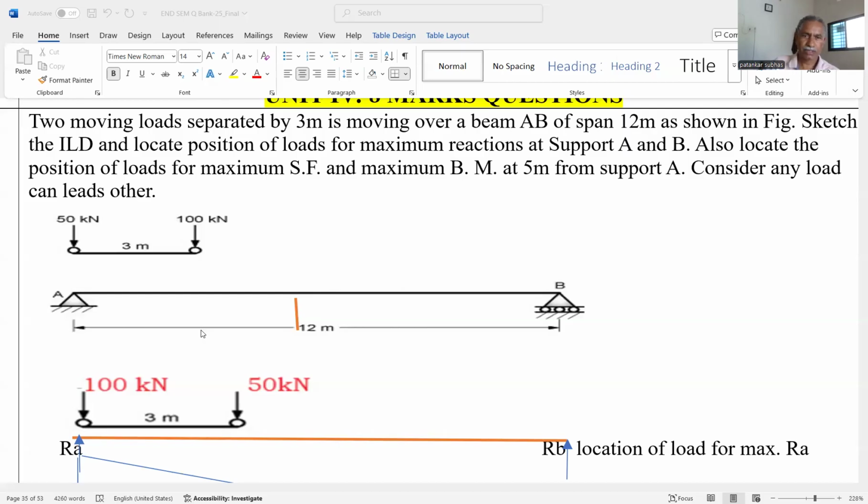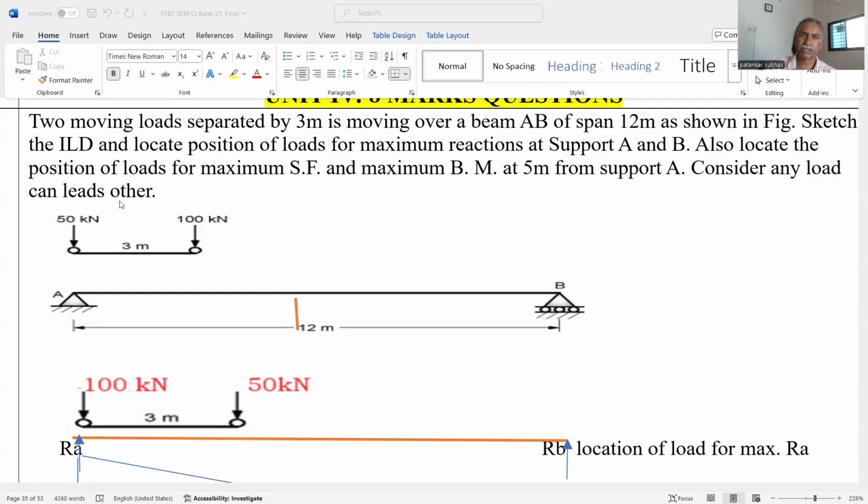Here, what is given? A beam AB of span 12 meter, and over this beam, over this girder, two moving loads are there, and the distance between the two moving loads is 3 meter. One load is 50 kilonewton and another load is 100 kilonewton. Locate the position of loads for maximum shear force and maximum bending moment at 5 meter from the support.